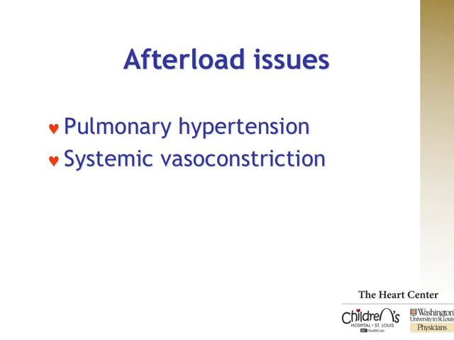And then afterload issues. We don't often see problems with systemic vasoconstriction as a primary problem, but pulmonary hypertension can be seen very often in postoperative patients, particularly newborns, where acute increases in pulmonary resistance, pulmonary vasospastic crisis, can lead to pulmonary hypertension that can cause acute right ventricular dysfunction. And if the right ventricle doesn't work well, the left ventricle doesn't work well. So leading to overall decreases in cardiac output that sometimes can be quite sudden and dramatic, and sometimes more indolent and chronic.